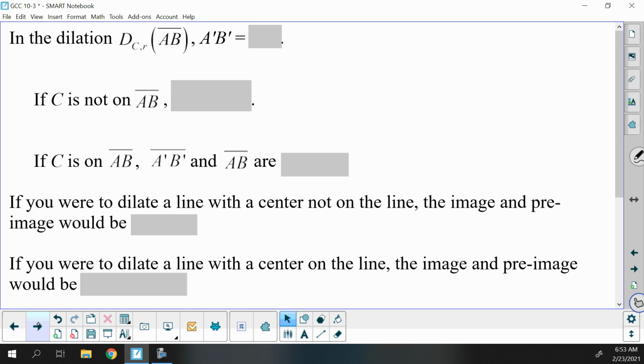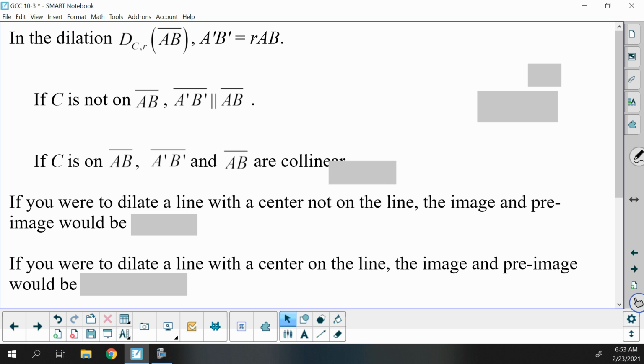So if you dilate at some center C with a scale factor of R, your A prime, B prime, that length should just be whatever R is times AB. So if you had a scale factor of 2, it should be double the length, 3, triple the length. If C is not on AB, we saw that created parallel lines. So AB is parallel to our image A prime, B prime. And if it was on it, then they were collinear. So meaning they were right on top of each other.